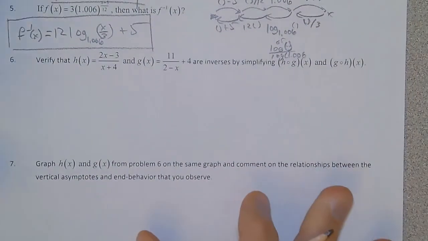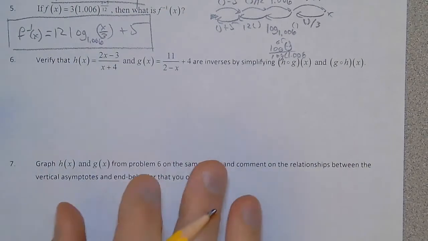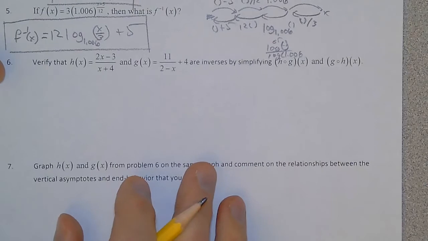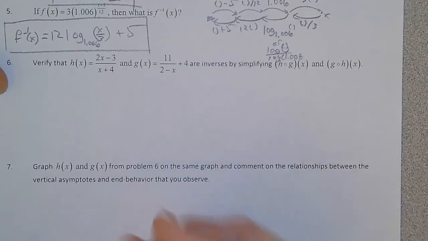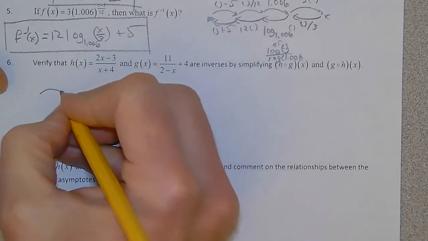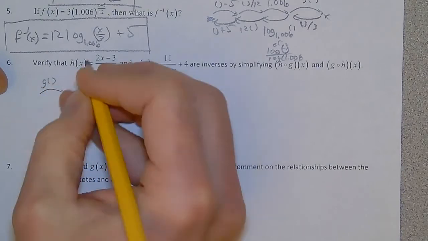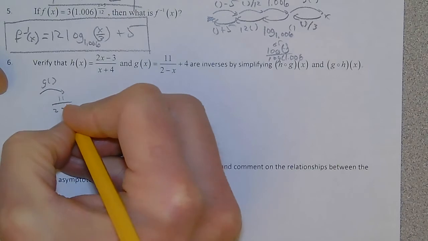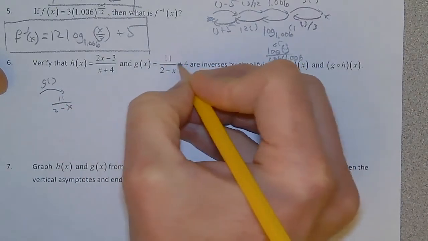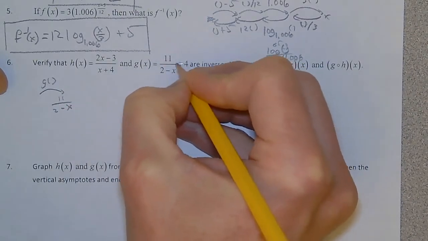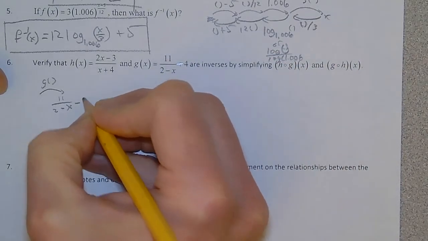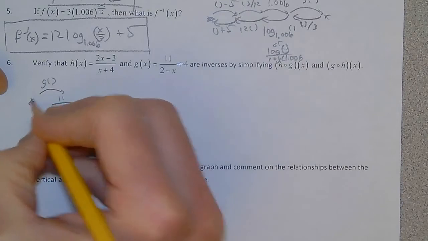All right. Verify that these are inverses by simplifying h of g of x and g of h of x. So h of g of x says do the g first. We know that the result of our g arrow will be an 11 over 2 minus x. And this on your worksheet is not a plus 4, it's a minus 4, and it should be a minus 4. So that's what's going to come out of g.